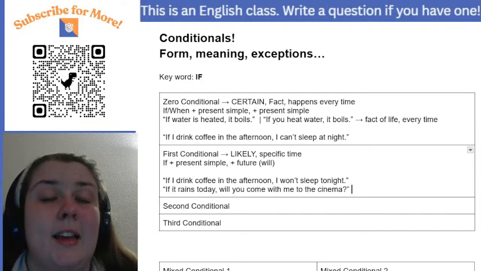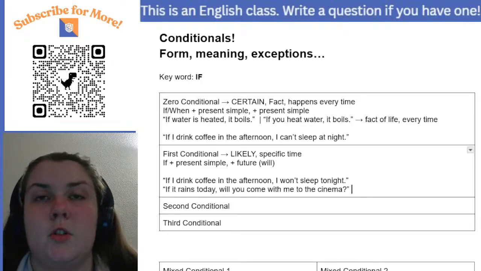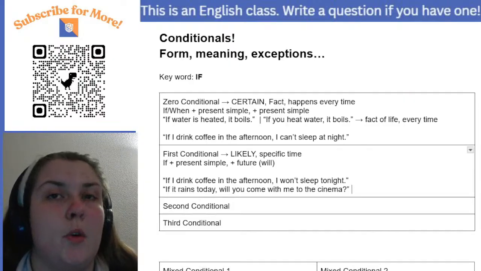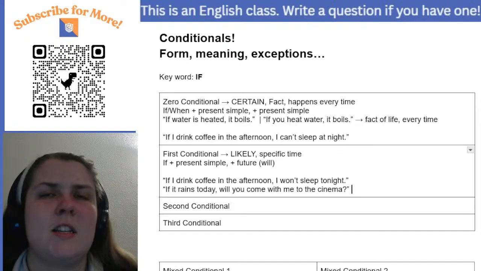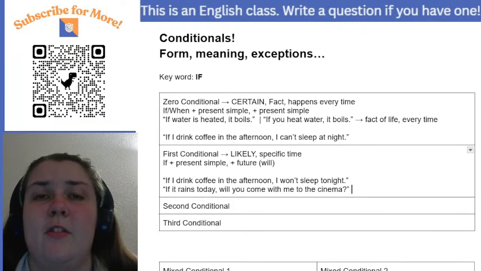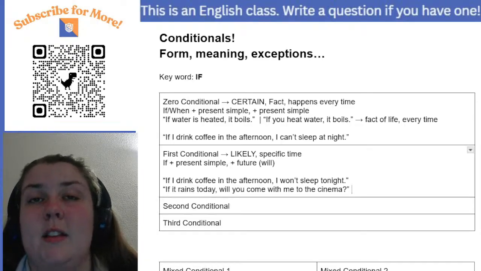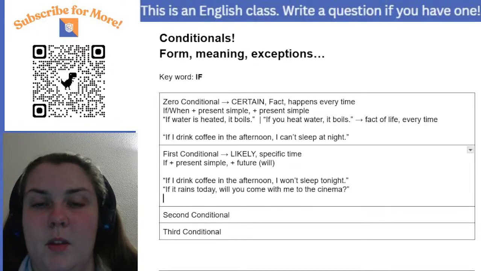Don't forget that when it comes to conditionals, you can also use them to ask questions. So, for example, if it rains today, will you come with me to the cinema? This operates under the condition that if it doesn't rain, the option of going to the cinema doesn't exist, right? But this person is implying to us that if it rains, they will go to the cinema, and that's why they are asking us. Okay?